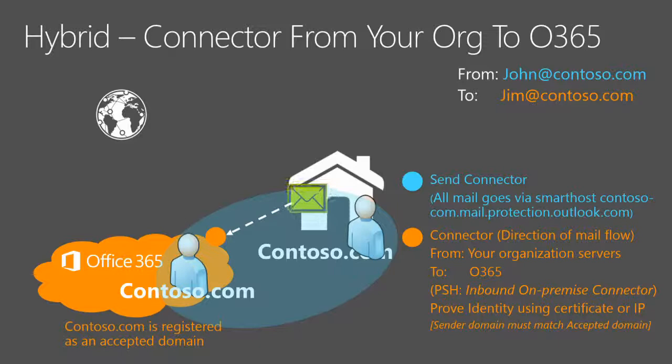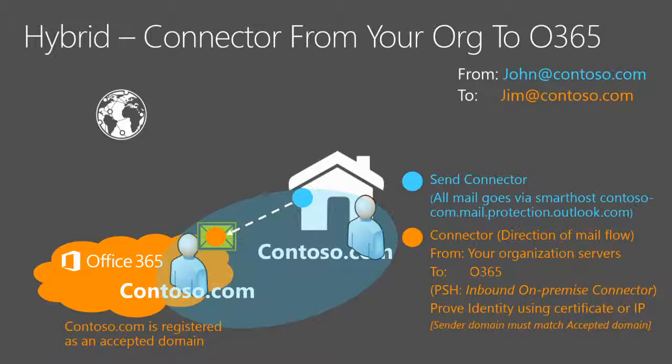So what happens when John sends mail? It goes over, because you've said all your mail from contoso.com on premises is going to be routed to Office 365. That mail is received by us. And you've said, hey, if mail comes from these IPs, it's coming from my IPs. So you've got to put your dedicated IPs. Or the preferred way is, if mail is using this certificate with this subject name, that's mail from contoso.com.